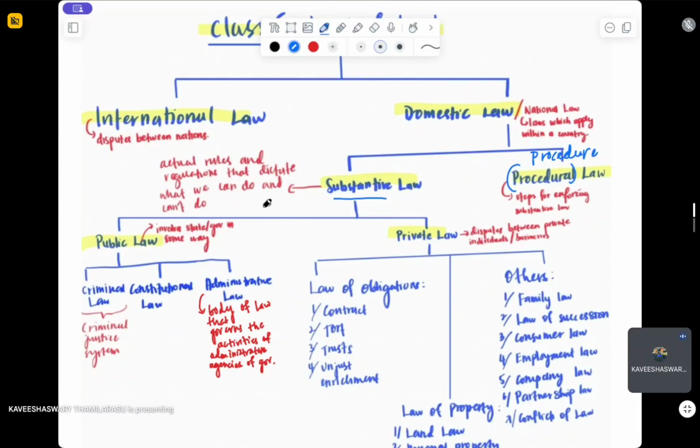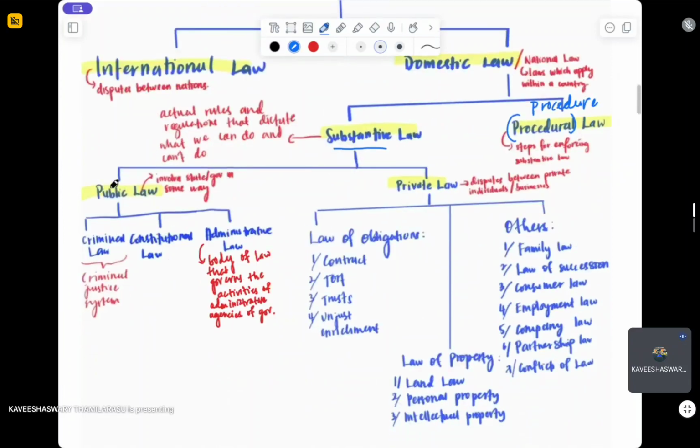So under the substantive law, we have two different kinds of law, which are public law and private law. Public law, you can see it is clearly written as public, so it is completely what it says. It involves the state and government in some way. For example, if the public has caused some kind of interruption or some kind of wrongdoing, they would have to face the government or the state. For example, criminal law. If you kill somebody, you have to face the court.